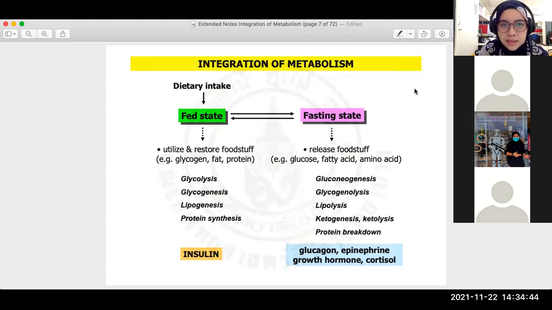Okay, let's continue with the integration of metabolism. Just to recap again, for us to understand how metabolic processes integrate with each other, there are three states in our body that we can look into as an example of how these processes relate. We have the fed state, where we are full after we have eaten something, for example.